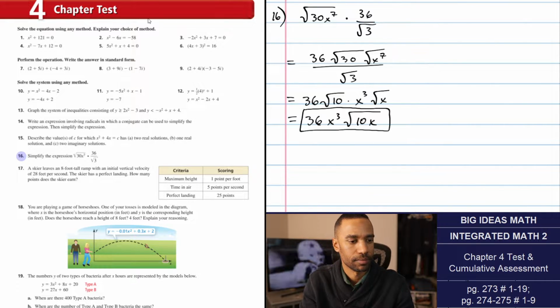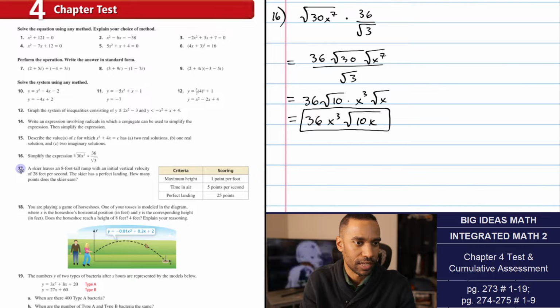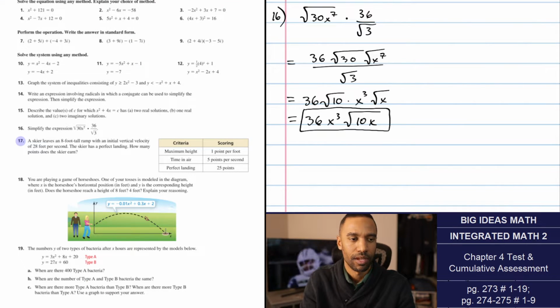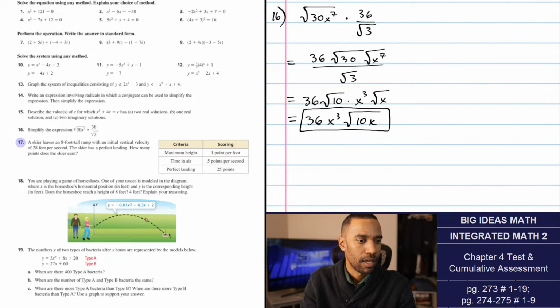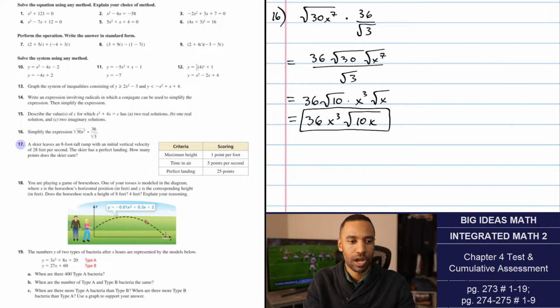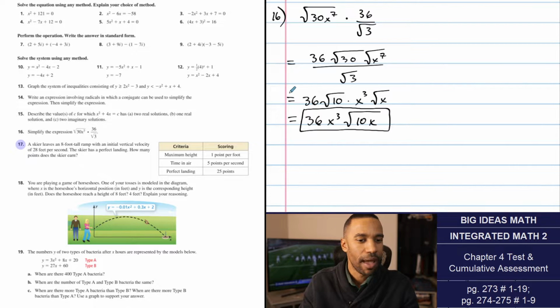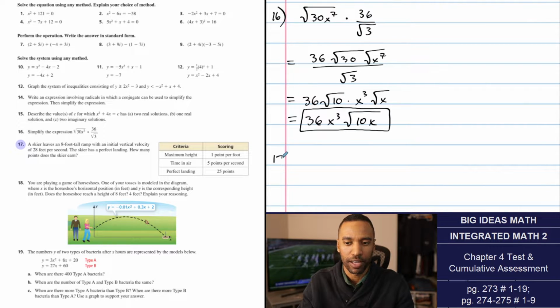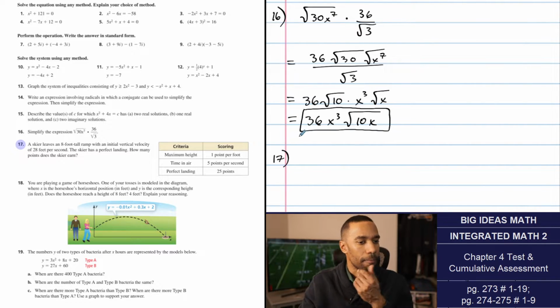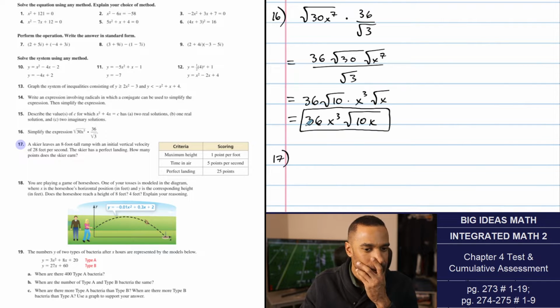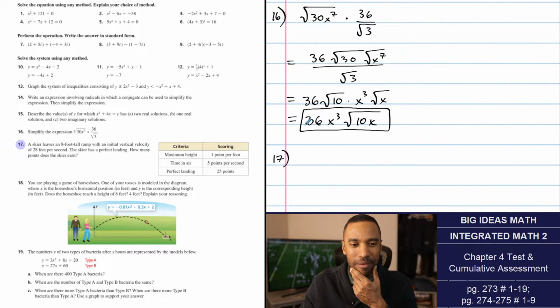Number 17. I think I have 3 more questions on the test portion. Number 17. A skier leaves an 8-foot tall ramp with an initial vertical velocity of 28 feet per second. The skier has a perfect landing. How many points does the skier earn? Maximum height, they get 1 point per foot. Time in the air, 5 points per second.